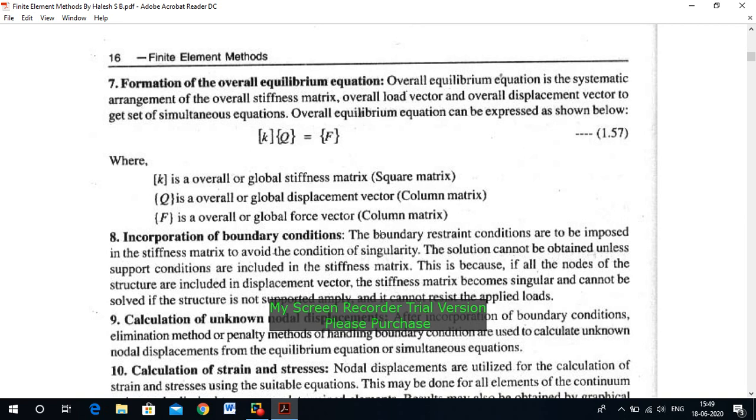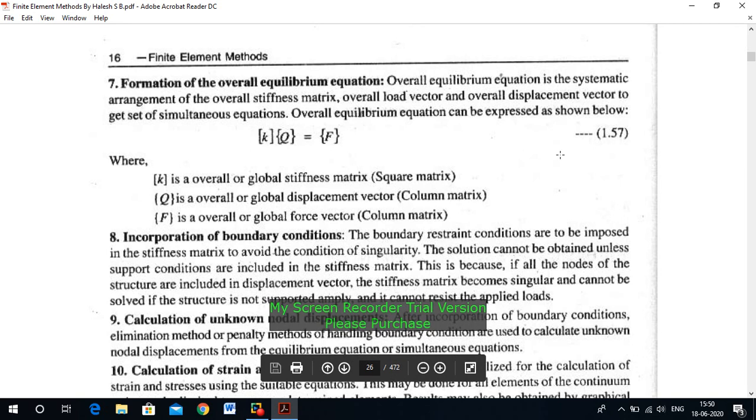The boundary restraint conditions are to be imposed in the stiffness matrix to avoid the condition of singularity. The solution cannot be obtained unless the support conditions are included in the stiffness matrix. This is because if all the nodes of the structure are included in the displacement vector, the stiffness matrix becomes singular and cannot be solved if the structure is not supported.